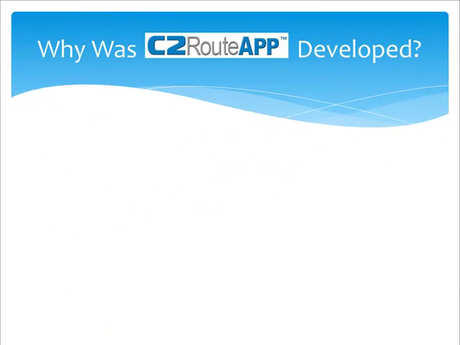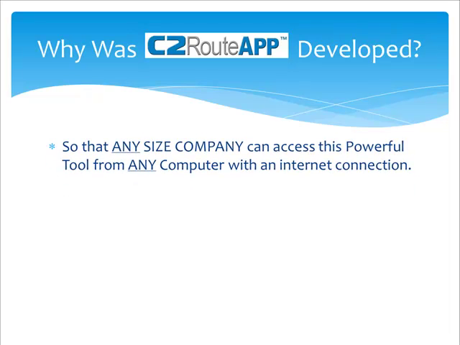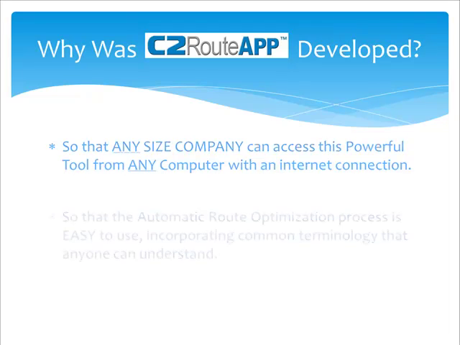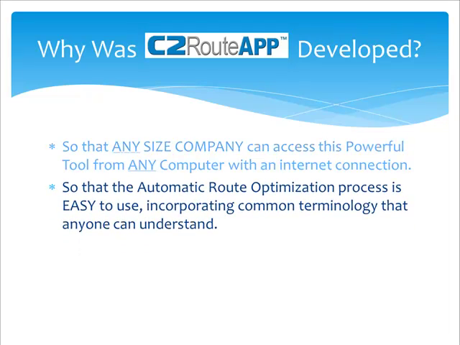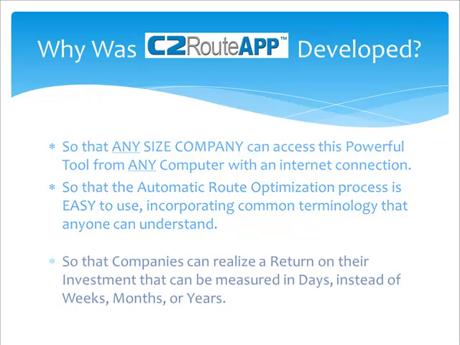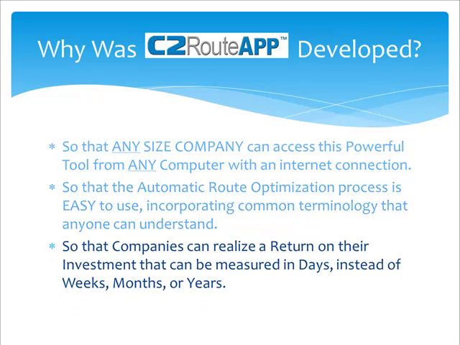So why did C2Logics develop C2RouteApp? There were three basic but important business objectives in the development of the product. First, so that any company could access this powerful tool from any computer with an internet connection. There is no software to load. Second, the product needed to be easy to use without specialized training and incorporate common everyday business terminology that anybody could understand. And finally, so that companies could realize a return on their investment that could be measured in days instead of weeks, months, or years.